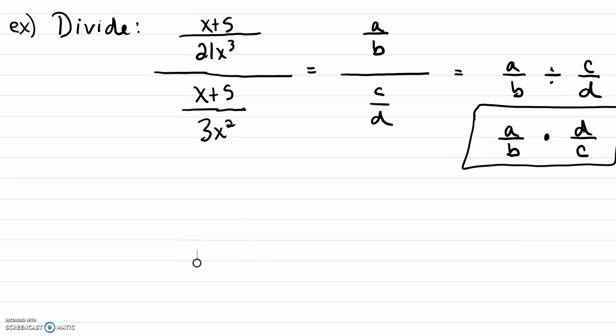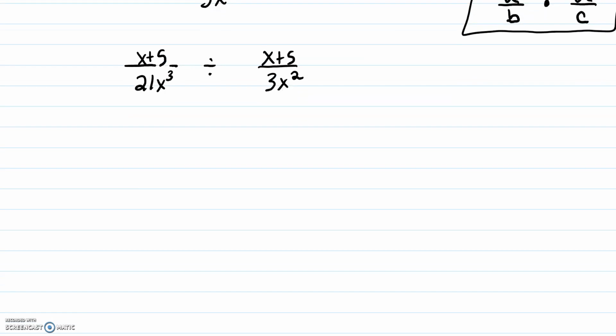Alright, so x plus 5 over 21x cubed. We're going to write that as divided by x plus 5 over 3x squared. Alright. Then let's take that and rewrite it so we can simplify it down. Change that to multiplication and then flip that second term.